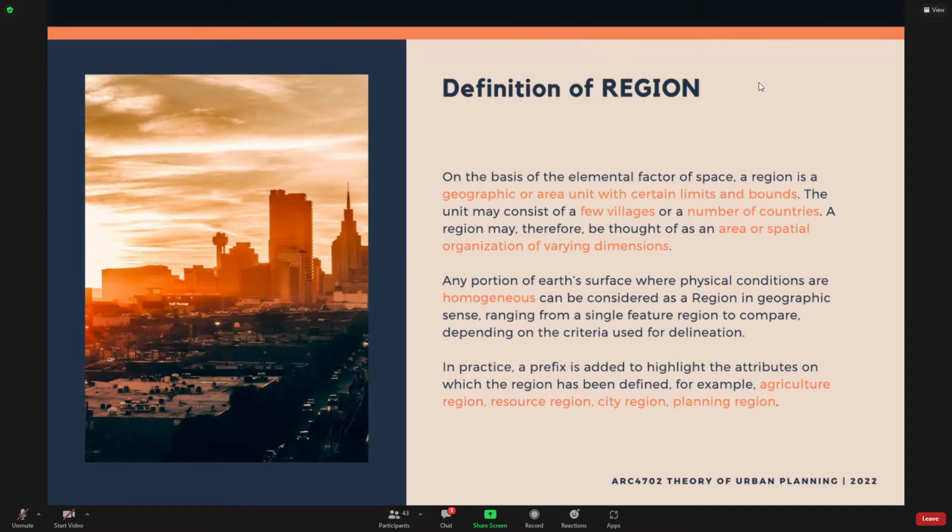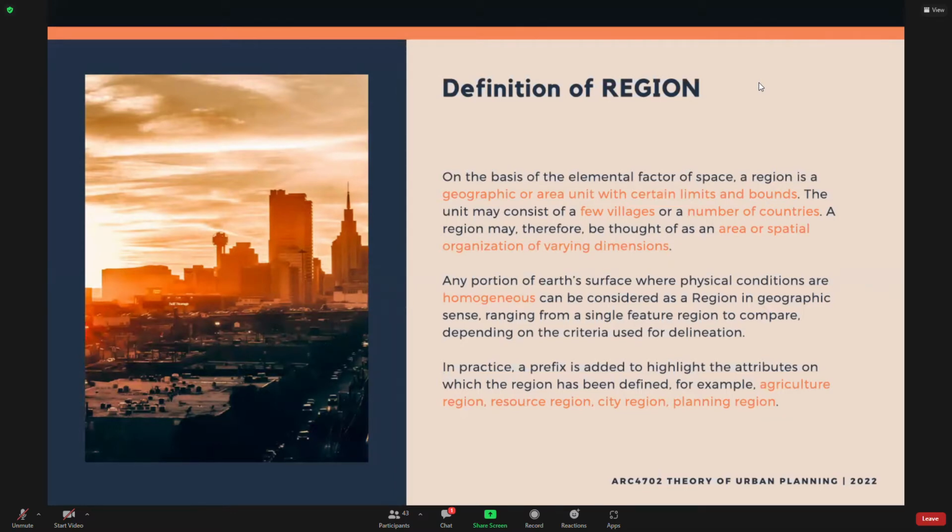In terms of that, the first one is of course the weather. We are all tropical countries, and most of our economic activities are almost the same, but it depends on how developed your country is. So, ranging from a single feature region to compare, depending on the criteria used for delineation. So how do you define that border? That is on regional.